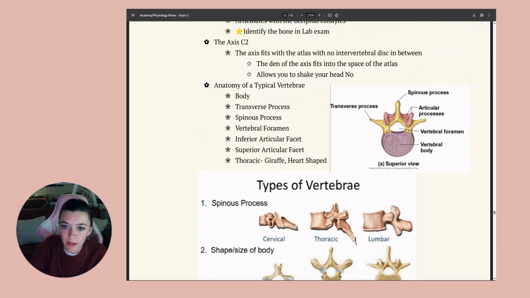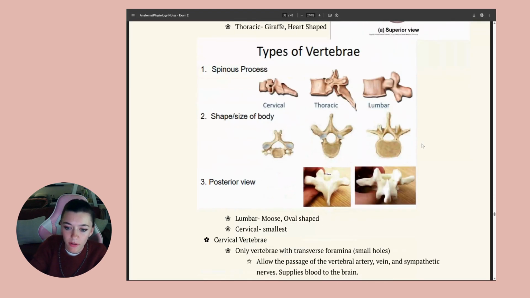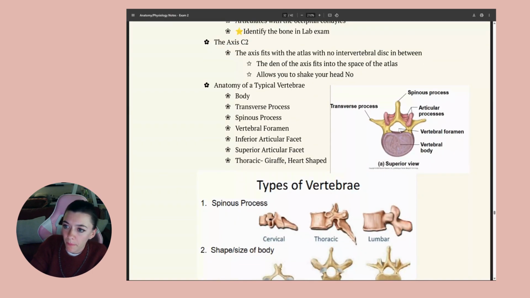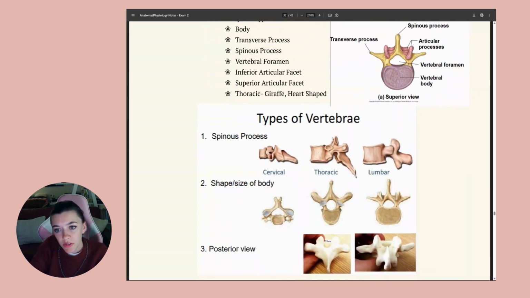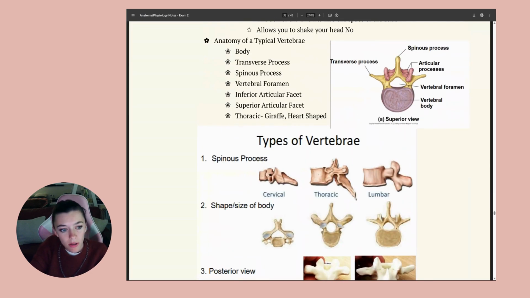So we talked about the body, the transverse process, the spinous process at the very top, the vertebral foramen. Remember, foramen is a canal, like a hole. Your inferior articular facet, I forget where that is. Let's see if I have it anywhere. I don't. We can figure it out. Your superior articular facet. And this is a good way to remember what each type of vertebrae is so you can identify them.